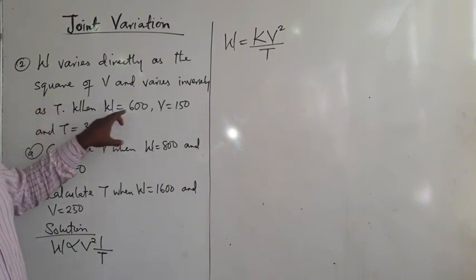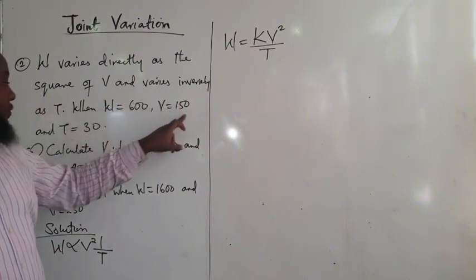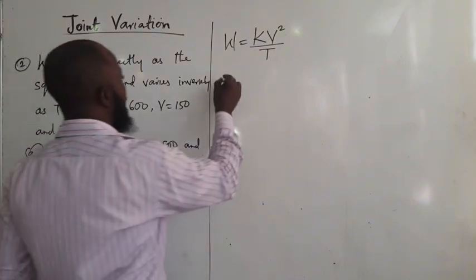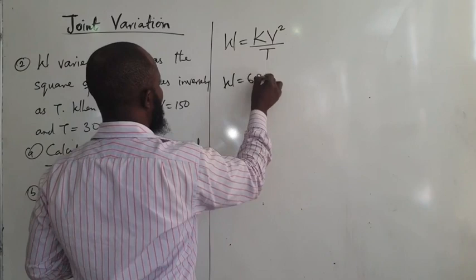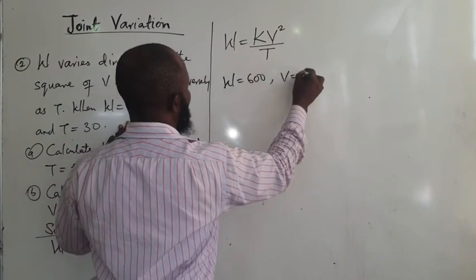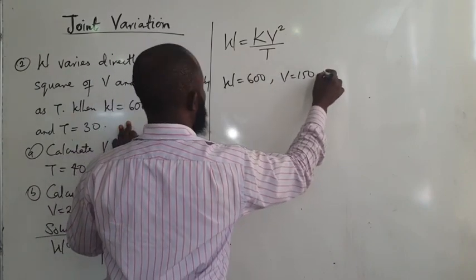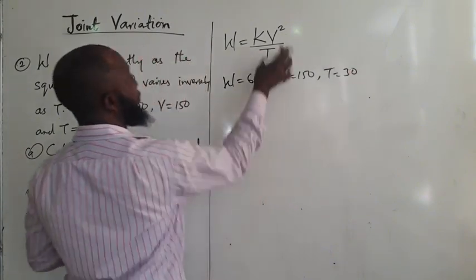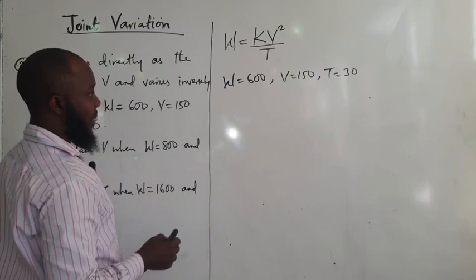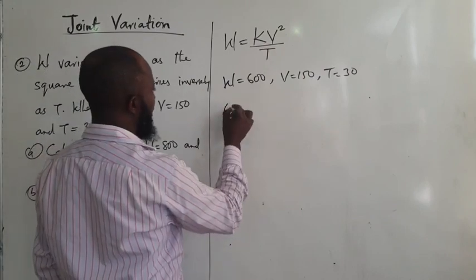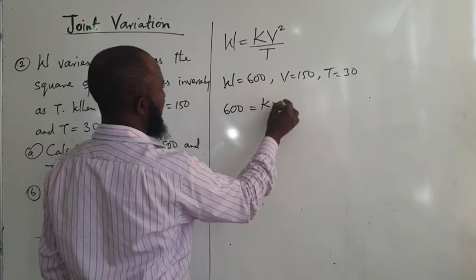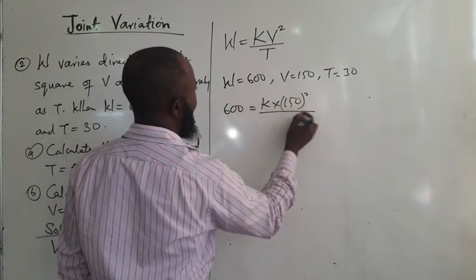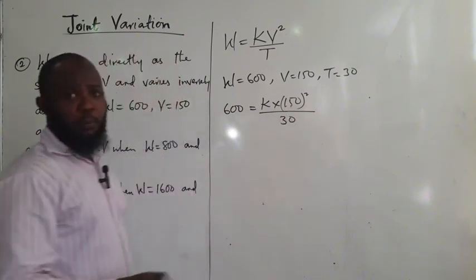So when W is 600, V is 150, and T is 30, we now put these values here to find the value of our constant. In that case, this will be 600 equals K multiplied by V, which is 150 squared, everything divided by 30. I hope I'm making sense.